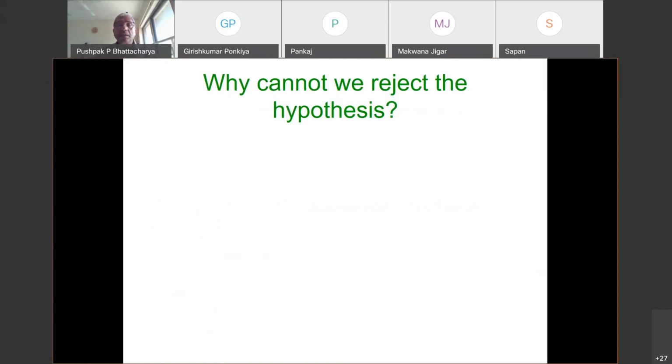So why can we not reject this hypothesis? Just because the Z observed interval is contained within my critical interval. If it is between minus 1.96 to plus 1.96, the interval is a sub-interval of the critical interval. Why can't we reject the hypothesis? Okay, we proceed towards that.